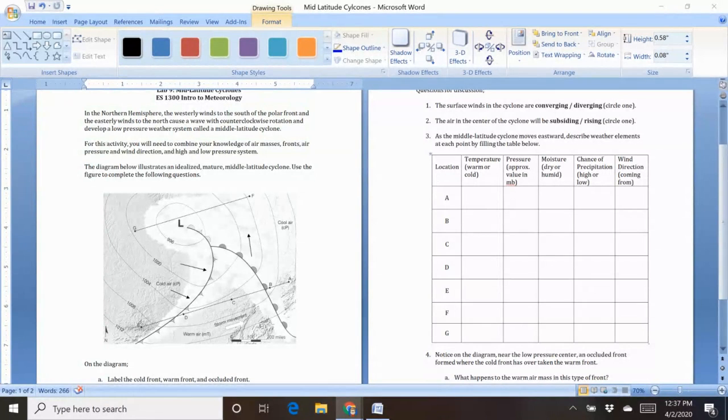All right, number three is in the mid-latitude cyclone. Latitude cyclone moves eastward, which is this whole system here, the diagram on the left. Describe the weather elements at each point by filling in the table below. So let's do a few of them. By a poll, which one would you like me to do? A, B, C, D, E, F, G. Your pick.